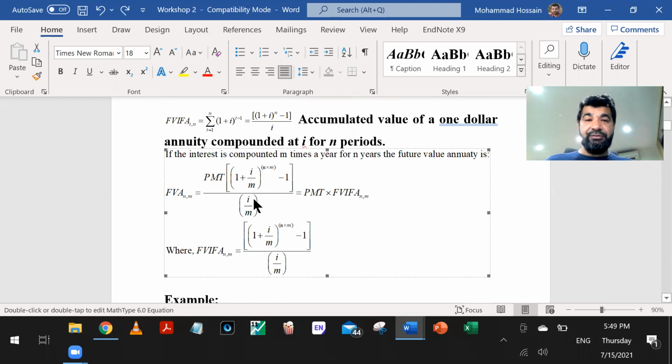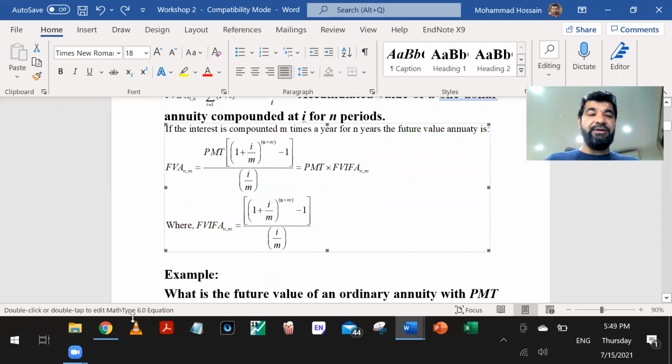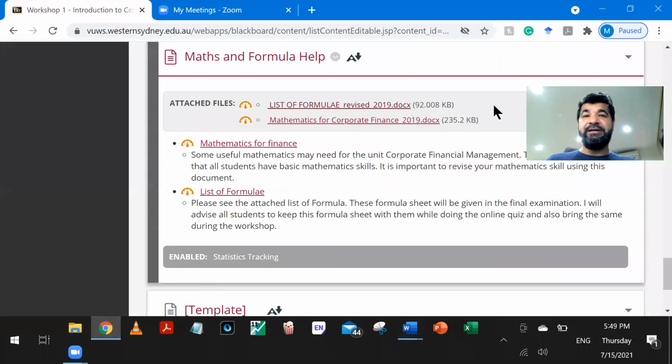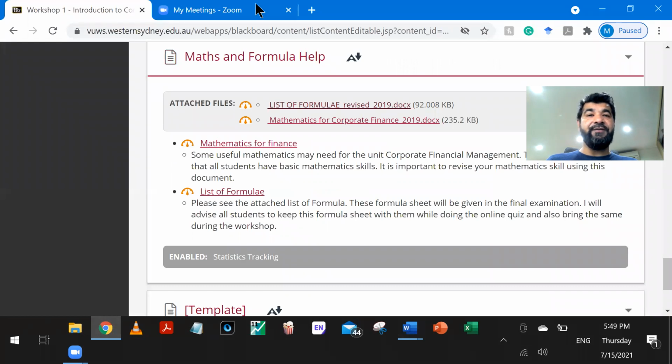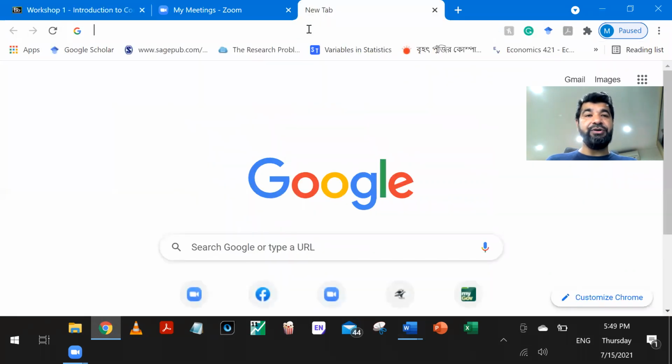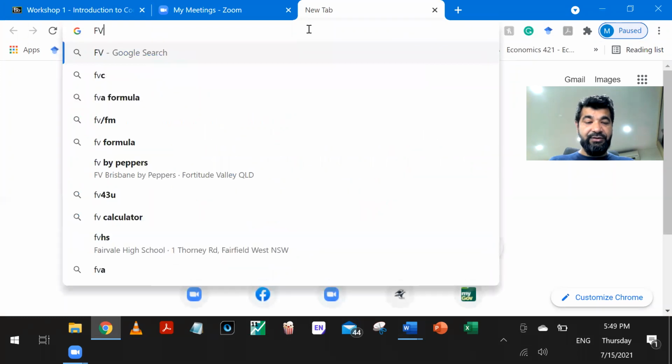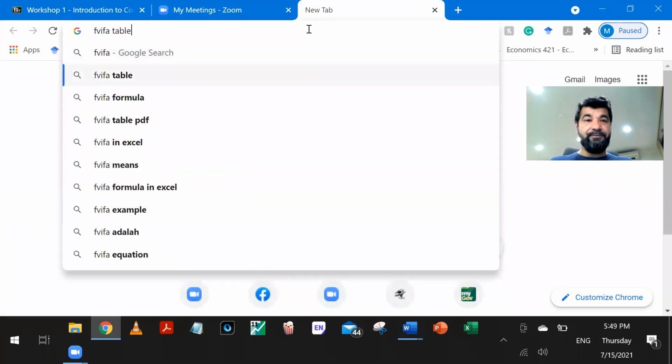Now, this is your general formula, right? But there's another interesting thing. You see there is payment times FV, times the future value interest factor annuity. There is a table, and you can straight multiply the payment with that number from the table. Let me show you what this table is. Let's say the future value interest factor annuity table.